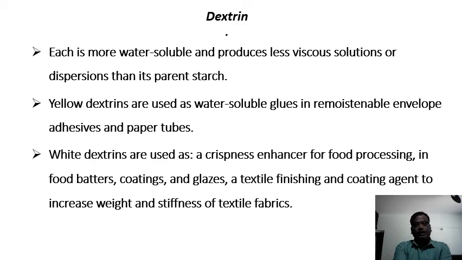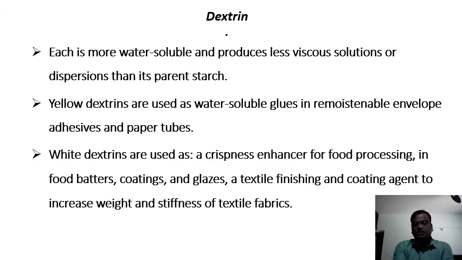Yellow dextrins are used as water soluble glues and gums, used in envelope adhesives and paper tubes, etc. White dextrins are used as a crispness enhancer for food processing in food batters, coatings, glazes, and also in textile finishing and as a coating agent to increase weight and stiffness of textile fabrics.